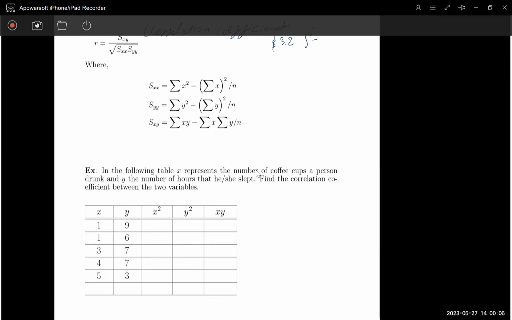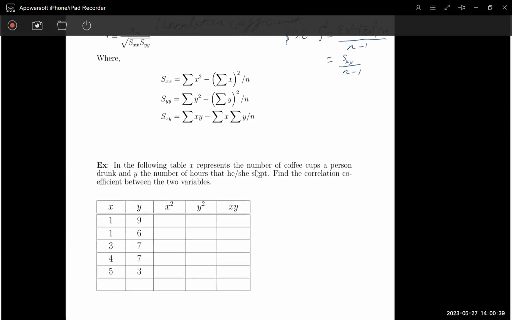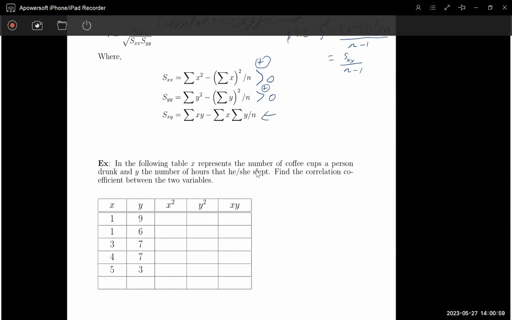section 3.2, we have S squared equals the sum of X squared minus the sum of X, everything squared, divided by N, over N minus 1. So we have S sub XX. So this one should be greater than 0, so this one is positive. And this one is greater than 0, this one should be positive also. And for this one, positive divided by negative.